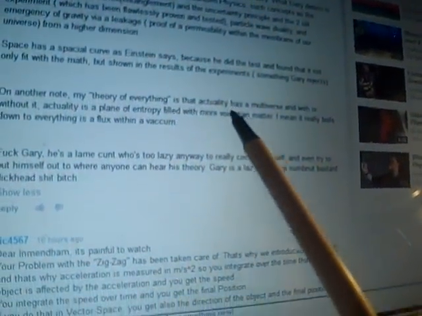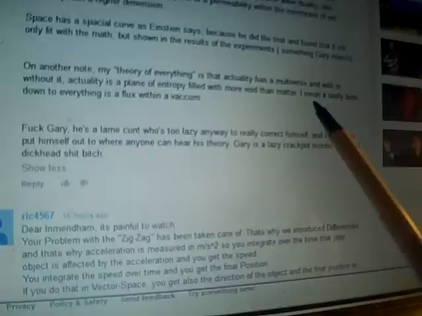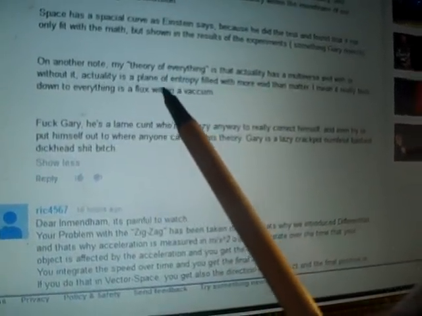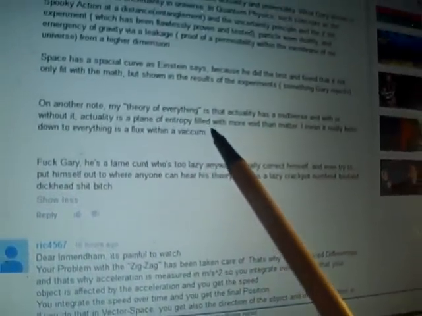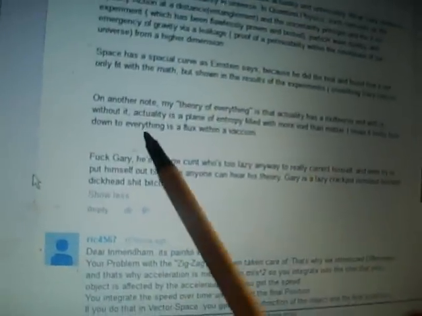On another note, my theory of everything actually has a multiverse, and with or without it, is a plane of entropy filled with more void than matter. I mean, it really boils down to everything in a flux within a vacuum. Oh, a flux. Isn't that a scientific term?